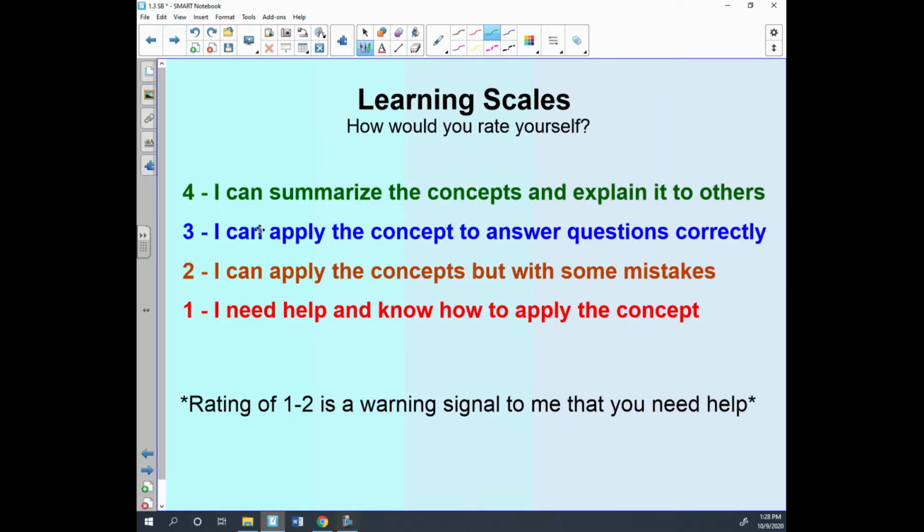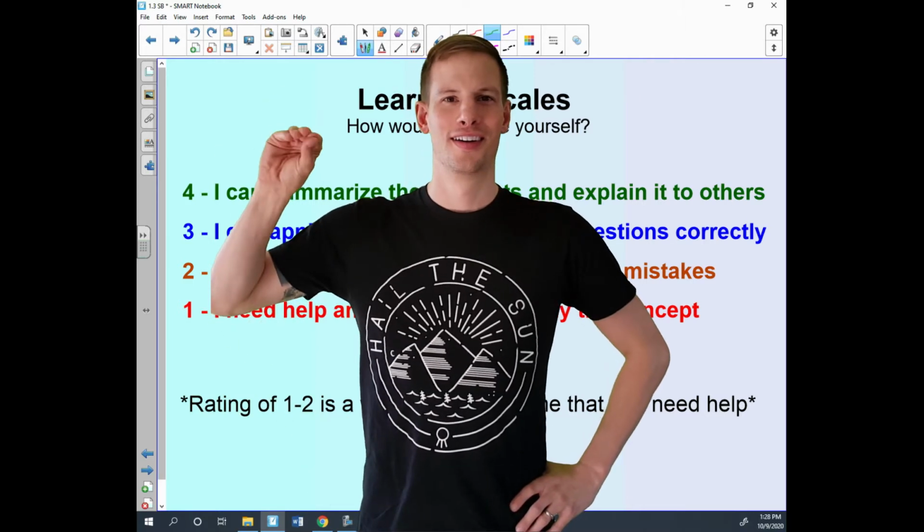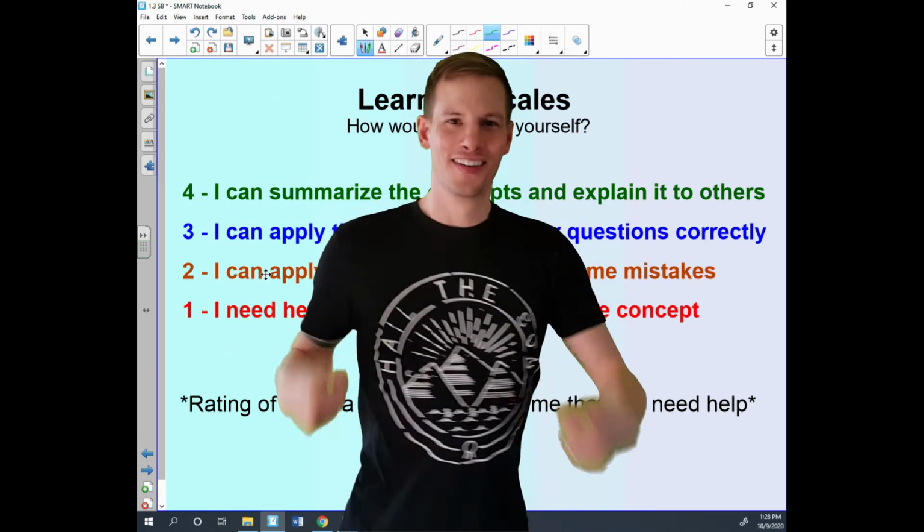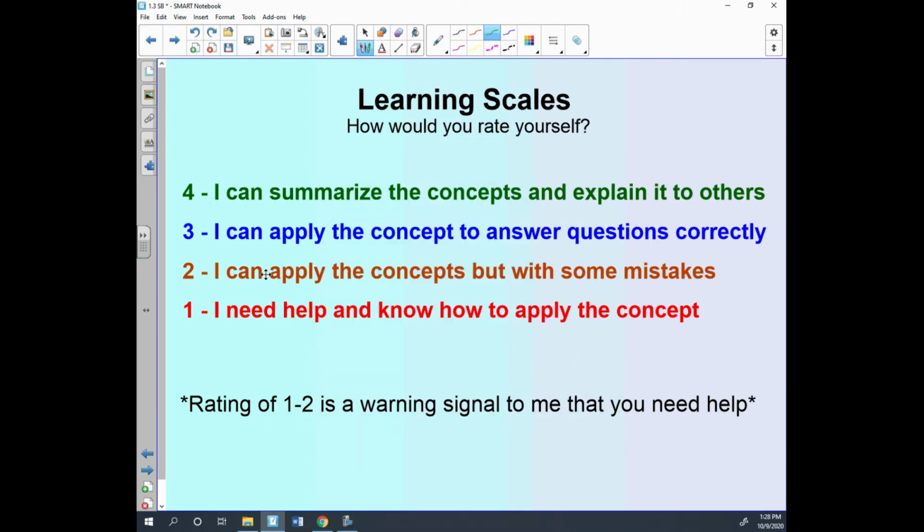But ultimately, we look at this learning scale, and we want you to be at a 3 or a 4. That means you can do a solid job and pass everything. So number one is, I need help and I know how to apply the concept, but I still need help. Number two means you make some mistakes, probably on about half of them. Obviously everyone makes mistakes, even myself. I still know how to do the math, right?